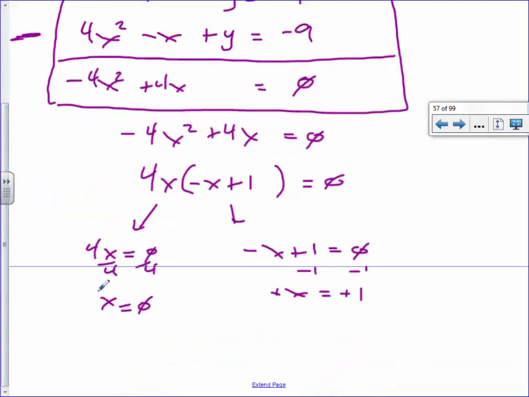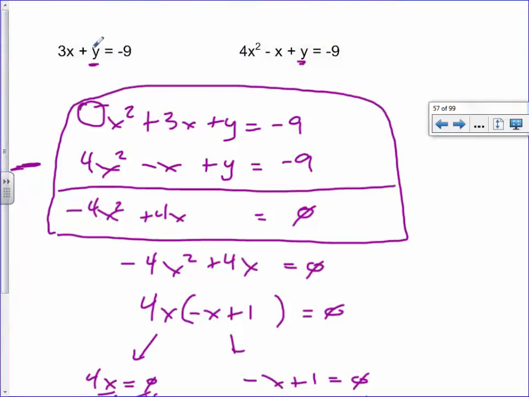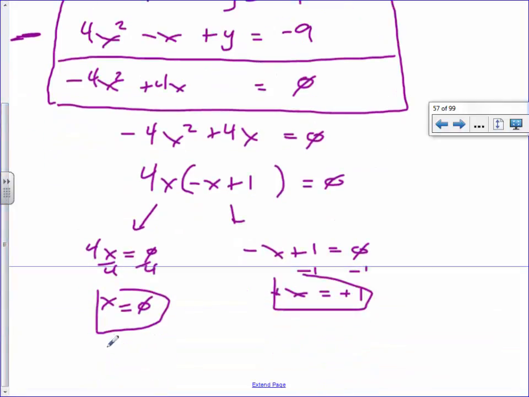I've solved for what x is equal to. Now solve for what y is equal to. So 0 or 1, let's go back up here. If this x is 0, well then all of that's 0. Well then y is minus 9. That was pretty straightforward.